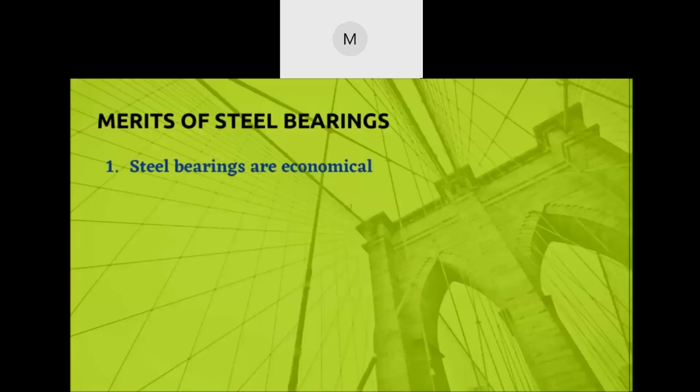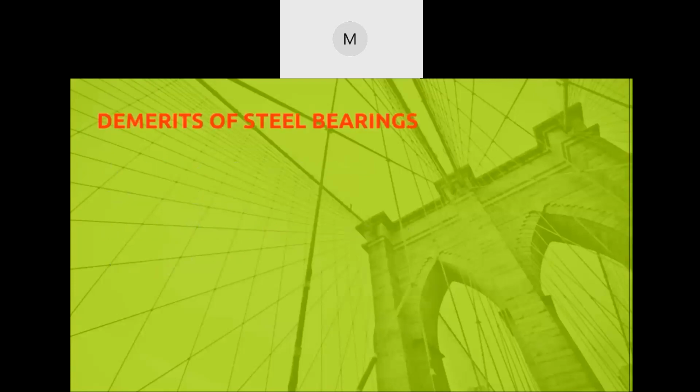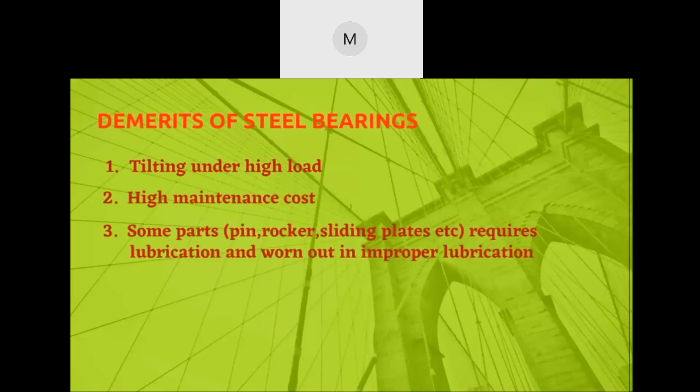Merits of steel bearings. Steel bearings are economical, relatively cheap, easily fabricated by the manufacturer, and easy to install. There are some demerits of steel bearings. Tilting under high load, high maintenance cost. Some parts always require lubrication and wear out with improper lubrication. Rust and corrosion in steel bearings can cause freezing of the bearings.